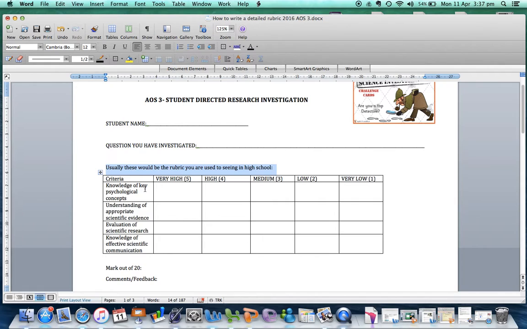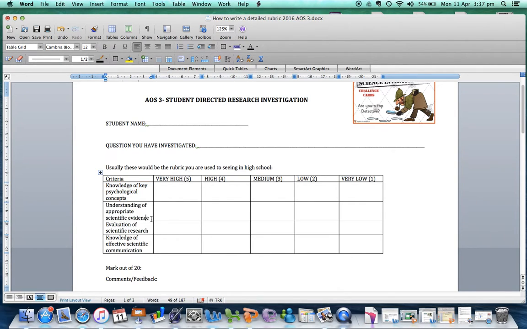So if they're looking at social cognition, or whether it be that they're looking at the brain or emotions, whatever it is, if it's social cognition, then they should be talking about attitudes, attributions. They should be looking at stereotypes, prejudice, discrimination, all the types of discrimination. And so in that knowledge of key psychological concepts, they're expected to do quite a lot and define quite a lot. So that criteria is pretty general.